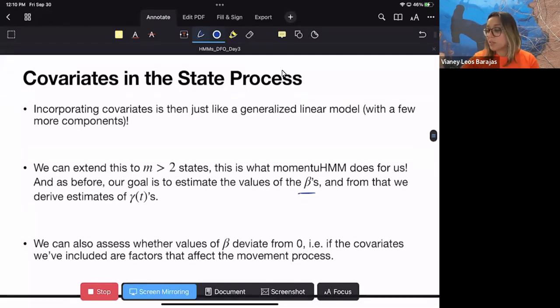Now, what's key is that we can also assess whether the values of beta deviate from 0. So when we do a linear regression or a generalized linear model, we want to understand, are these covariates important factors in the observation process? So does it actually affect the movement process or not? Is there actually variation across time of day? Do these animals vary their behavior in different habitats? So we can think about, loosely, which beta values are significant and not significant. And this provides some insight into the ecological process that we're interested in.